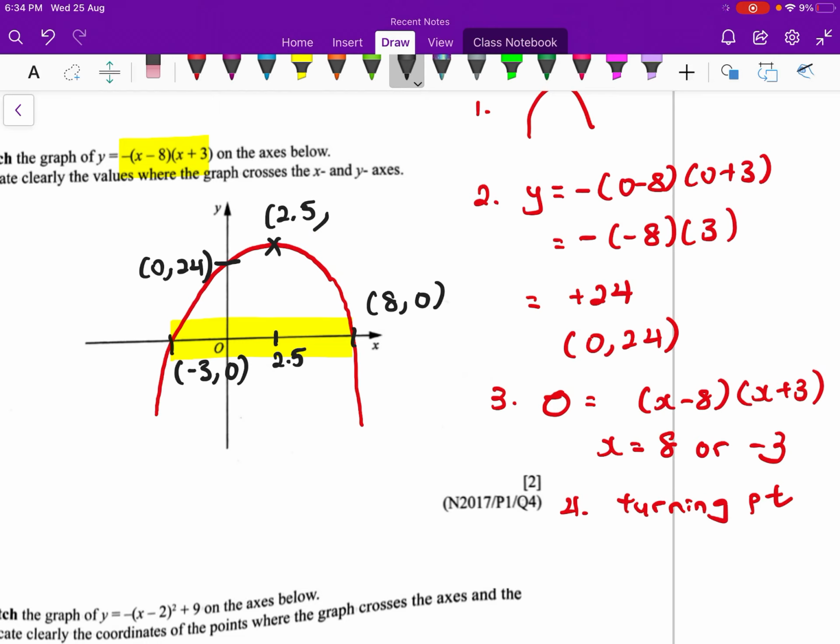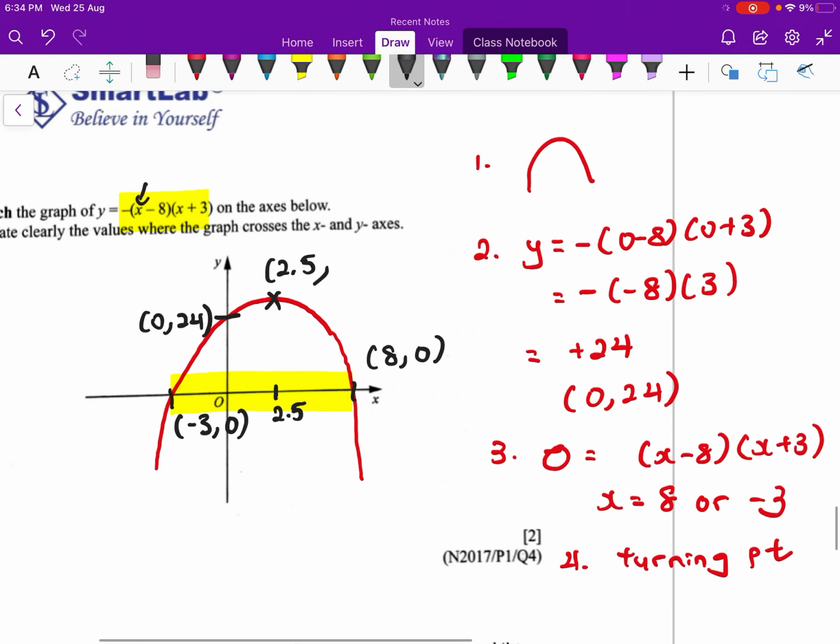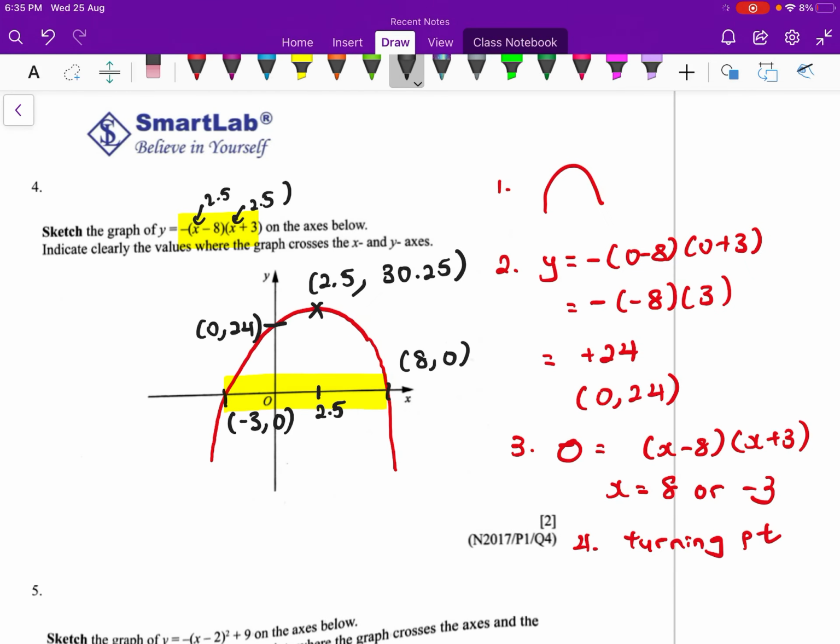So now I want to substitute my x coordinate into my equation to find my y coordinate. So this is 2.5, this is 2.5. Okay, so let's put in the calculator. You should get roughly, for the y coordinate, positive 30.25. Alright, so now you have done everything already. So this is a very good sketch of our quadratic graph using our type 1 idea or type 1 concept.